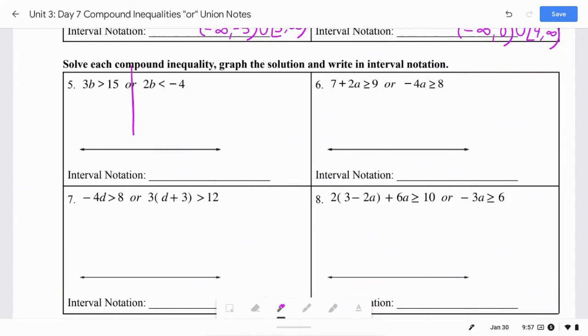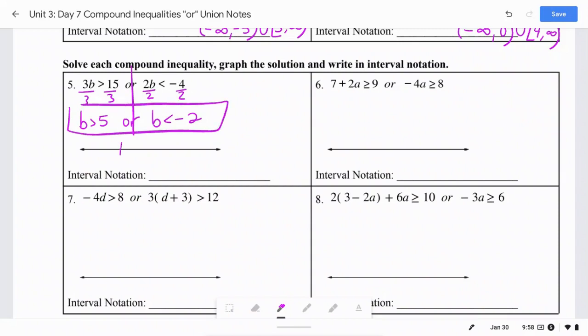For the first one, to solve for b, you're just going to divide by 3. You get b is greater than 5. Or for the second one, you're just going to divide by 2. B is less than negative 2. Now that it's solved, we're ready to graph it. On a number line, negative 2 would come first and then positive 5.